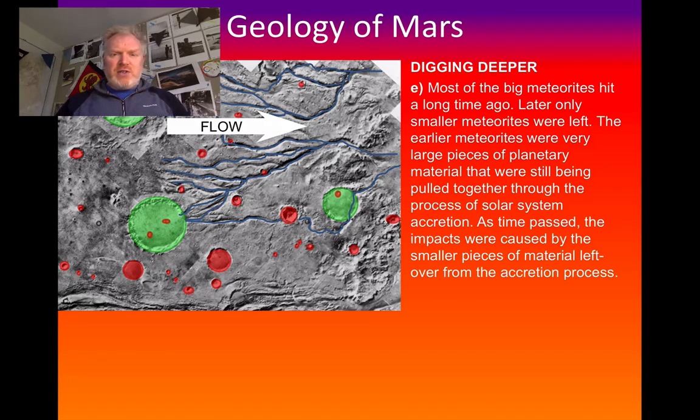The older craters, the green ones, tend to be larger because early on in the development of the planets, there was a lot of debris whizzing about in space, still being pulled into the surface. So this early bombardment phase by the meteorites had a lot of large material, which obviously would have been more affected by the gravitational pull. Over time, the meteorites would have got smaller, okay, because it's only the smaller bits that are left over from planetary formation that are flying around.